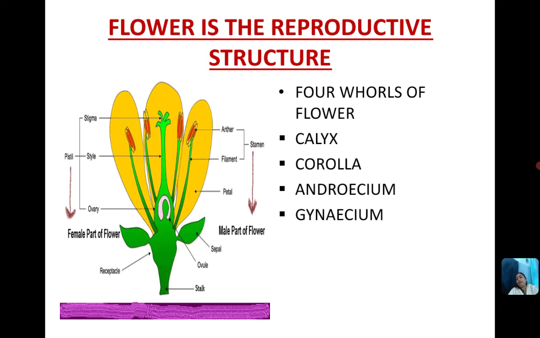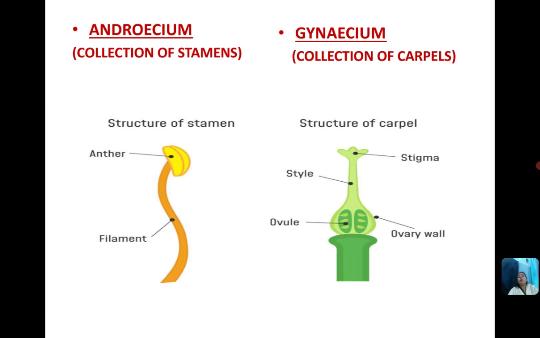So, all of you know where these pollen grains or the embryo sac are found? The pollen grains are formed by the structure called stamen, and the collection of stamens is androecium. A typical stamen consists of a stalk-like structure called filament and a bulb-like structure at the top of it called the anther. This anther produces pollen grains.